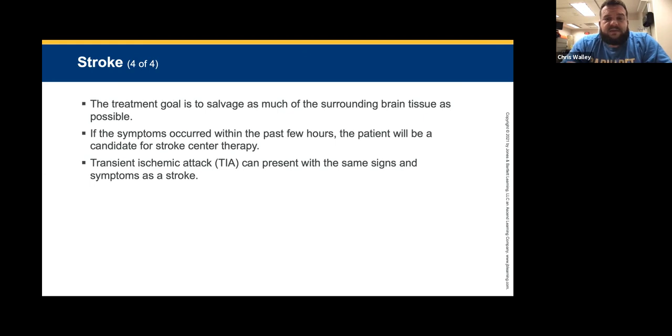A TIA can present with the same signs and symptoms as a stroke, and always manage the patient as if he or she is having a stroke, because we don't know. We can just recognize the signs and symptoms, but we can't see if they're having a full-blown stroke or not. We have to go off of what we find, what we see, and we treat that.